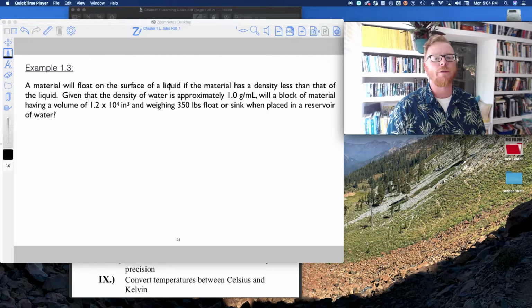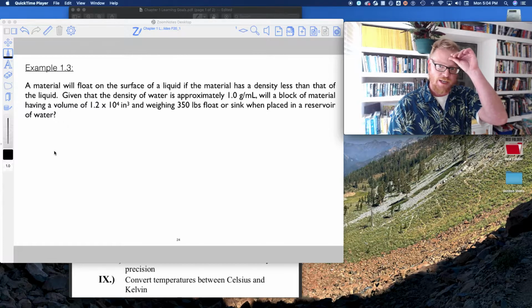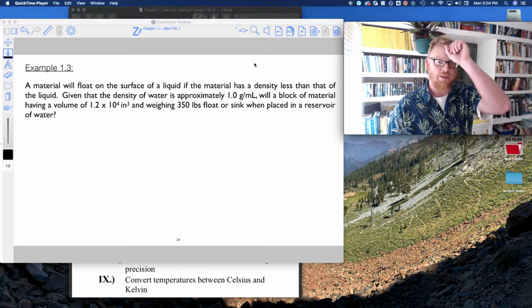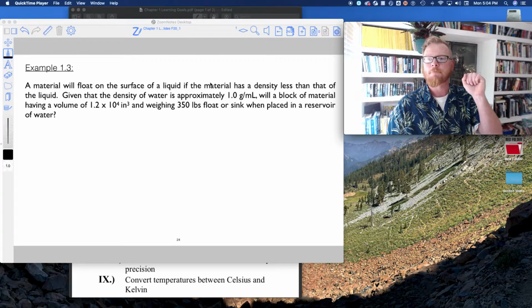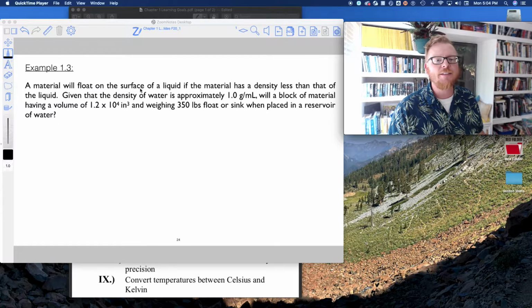A material will float on the surface of a liquid if the material has a density less than that of the liquid. Okay, so back up and ask yourself, did you understand that sentence? Yes, okay. It's okay to back up and reread things if you have to. Given that the density of water is approximately 1.0 gram per milliliter, will a block of material having a volume of 1.2 times 10 to the 4th cubic inches and weighing 350 pounds float or sink when placed in a reservoir of water? It's a good question.